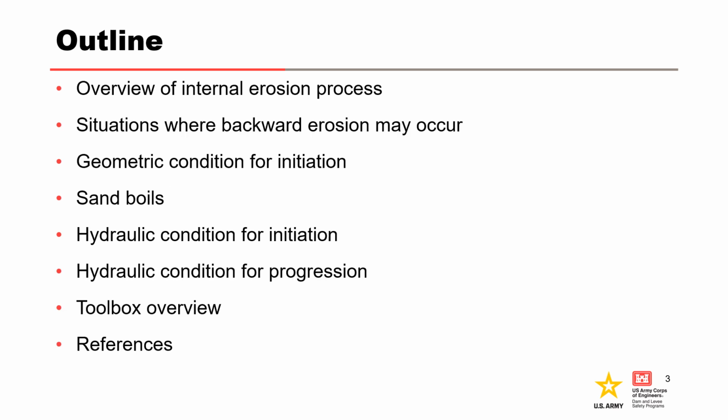This presentation will provide an overview of the internal erosion process of backward erosion piping, or BEP, and will describe the geometric and hydraulic conditions for initiation. Although progression of internal erosion is a separate presentation, the unique aspects of the hydraulic condition for progression related to backward erosion piping will be discussed in this presentation.